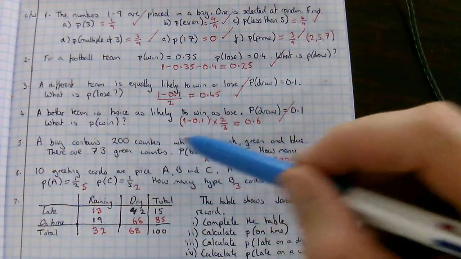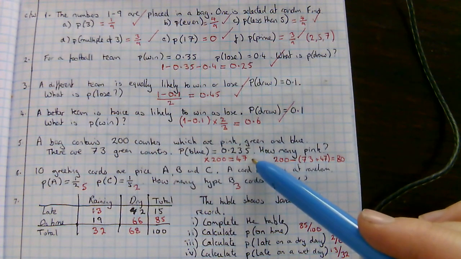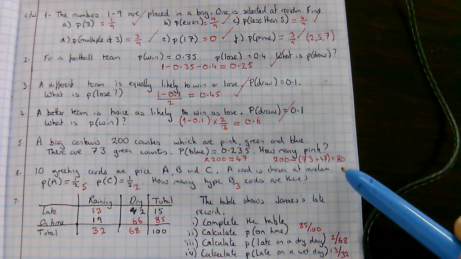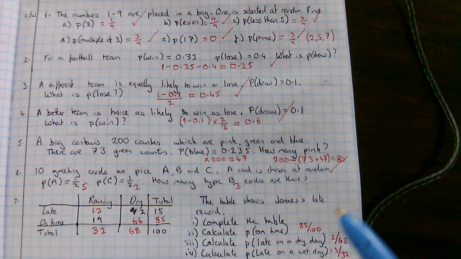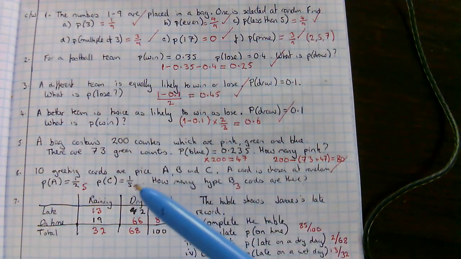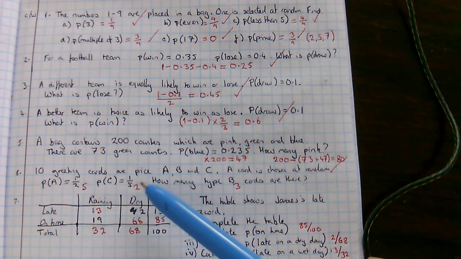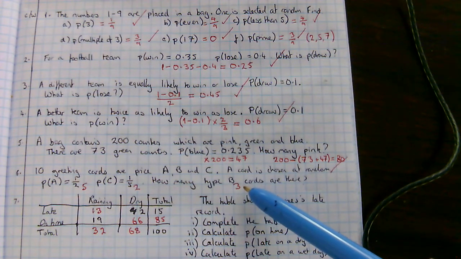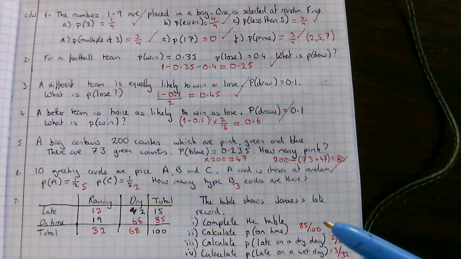So I've got 73 green counters for question 5. Here this must be, times it by 200 to tell me it's 47 blue counters. Pink counters must be the remainder, which gave me 80. Very similar for question 6. A half of the 10 cards gives me 5 cards, a fifth gives me 2 cards, so there must be 3 of the other type of cards remaining to add up to 10. Filling in the two-way table gave me these digits here.